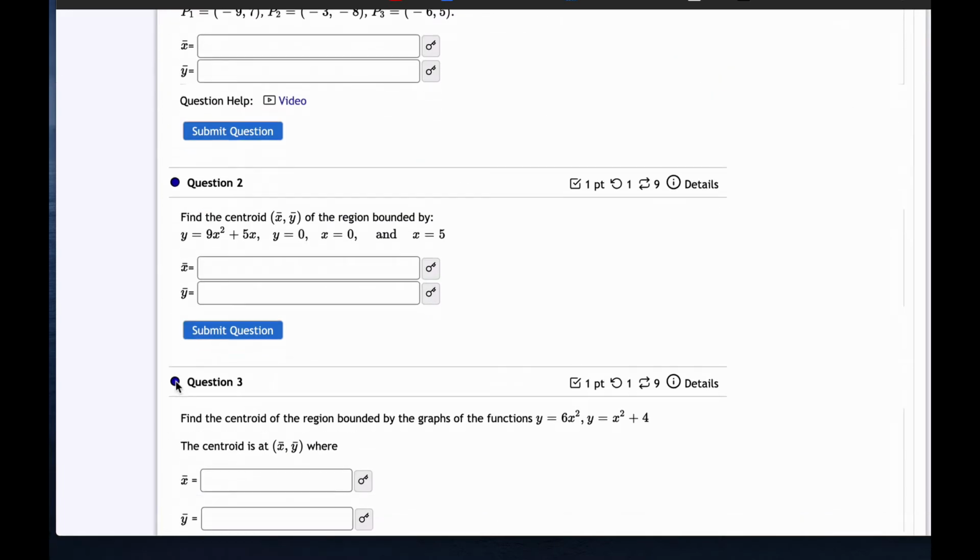Second question, now this one and the rest of them will be the continuous case, not the finite case. So you no longer have like 2 or 3 or 4 point masses. You instead have an entire region, and you're supposed to figure out the centroid of that region. And they give you the region in a pretty nice format here.